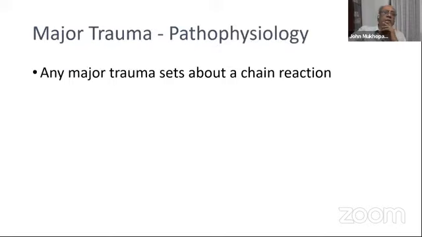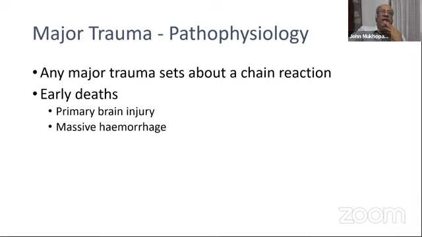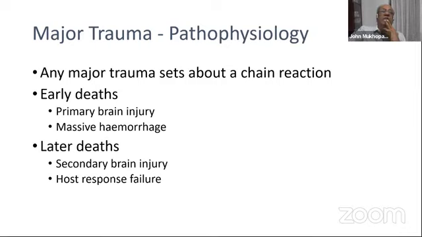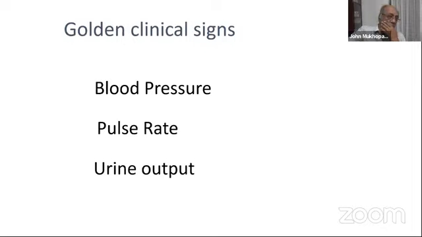So any major trauma sets about a chain reaction of activation of cytokines, etc. Now, the really early deaths within the first couple of hours are usually due to a major brain injury or really massive hemorrhage. The later deaths result from secondary brain injury or post-response failures. And this is where all the pathophysiology needs to be understood.